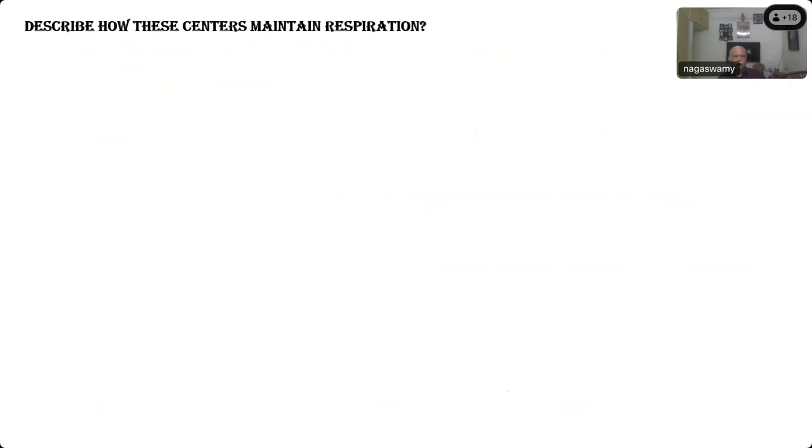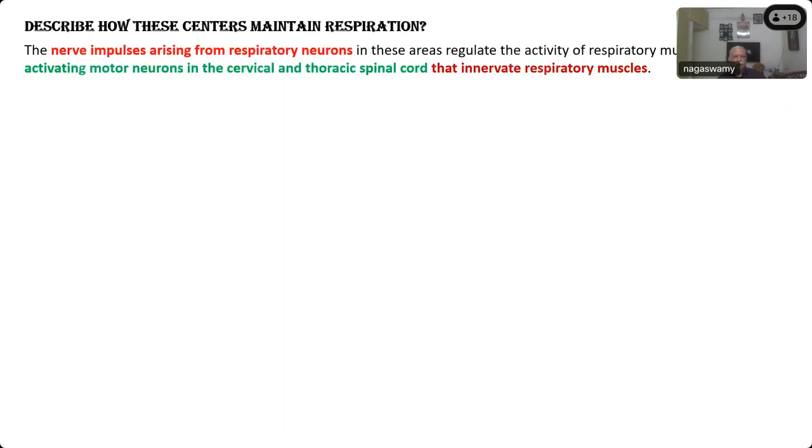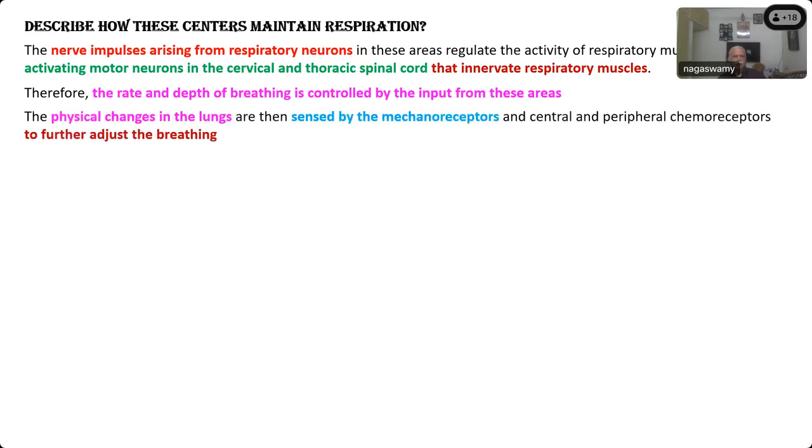So describe how these centers maintain respiration. The next question. So the nerve impulses arising from the respiratory neurons in these areas regulate the activity of respiratory muscles directly by activating motor neurons in the cervical and thoracic spinal cord that innervate the respiratory muscles. Therefore, the rate and depth of breathing is controlled by the input from these areas, that is these respiratory centers.